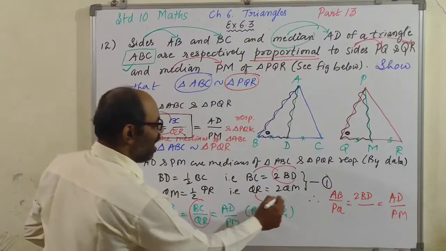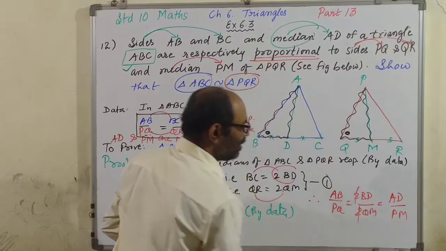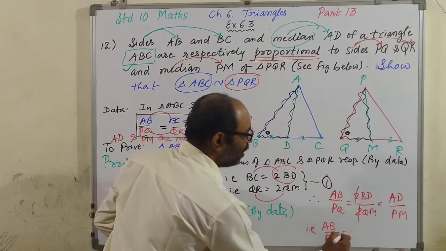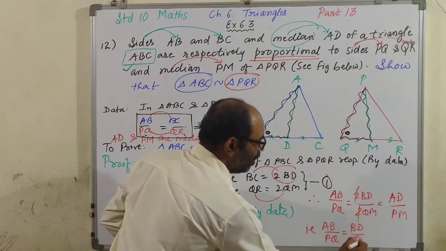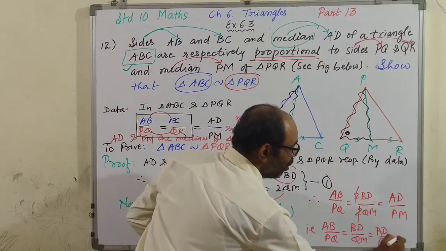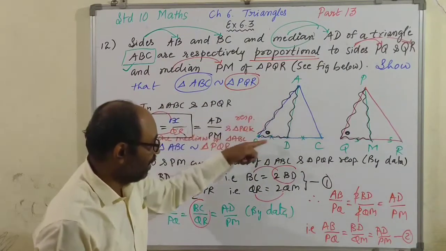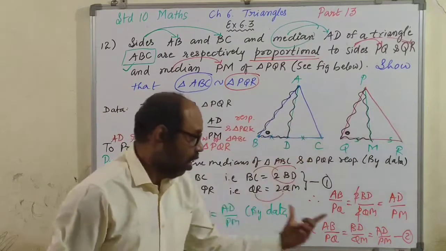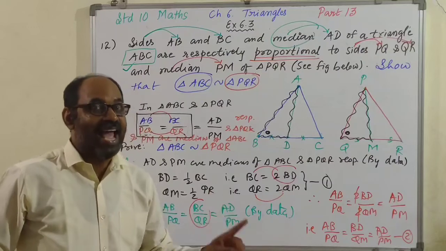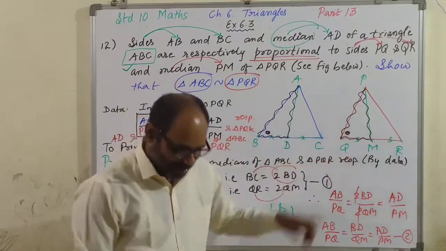And what is QR? Below, QR is 2 times QM. 2 cancels. I.e., AB upon PQ is equal to BD upon QM is equal to AD upon PM. Call it result number 2. Arre children, in the serpentine line triangle all three corresponding sides are in proportion. So by SSS theorem, this triangle is similar to this triangle.